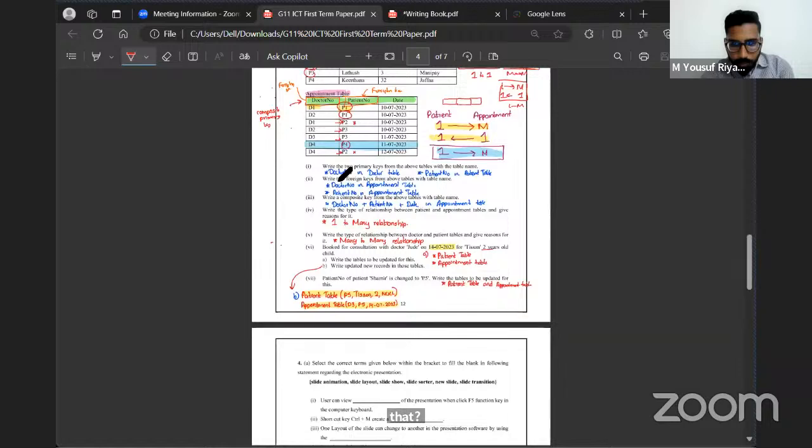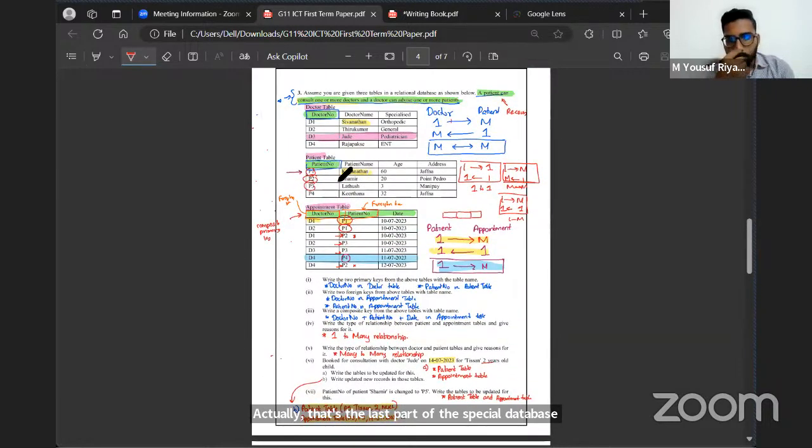Actually, that's the last part of the spreadsheet database question. So, do you all understand the whole spreadsheet database question?